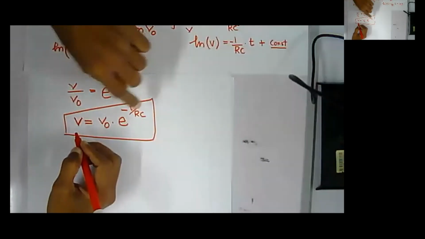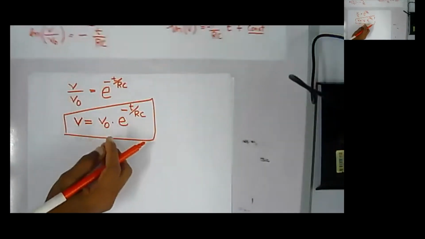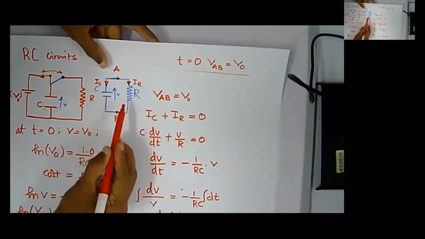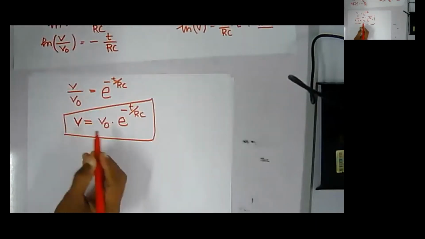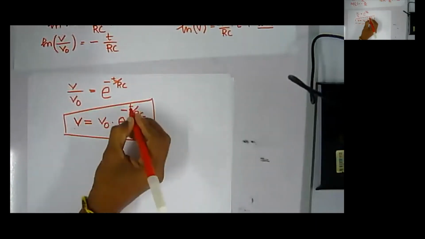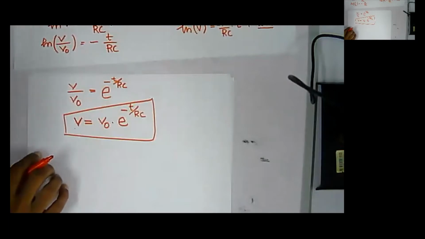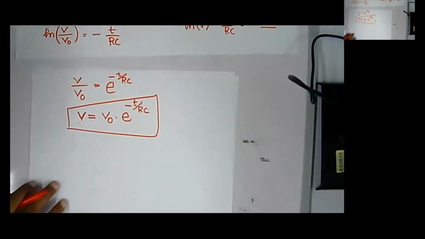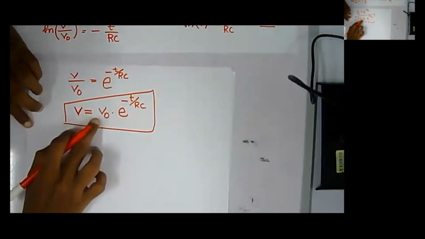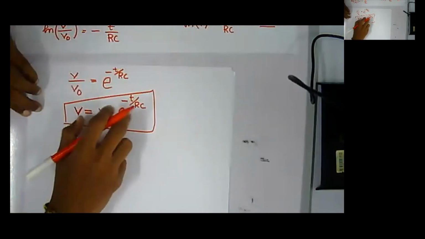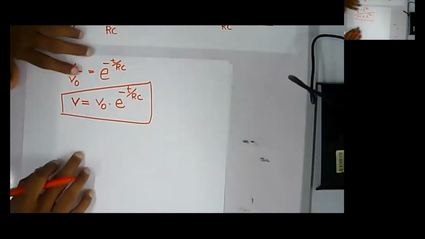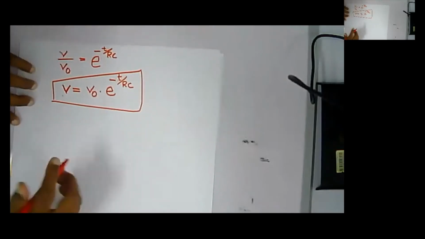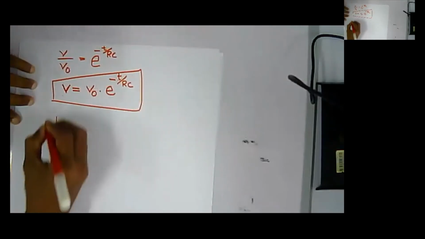Now you can see that whenever you are connecting a capacitor to a resistor, the voltage V, or even the current, depends on time. And the function is actually V equals V naught times e to the power minus t by RC. If we draw this in a graph, it will be something like this.